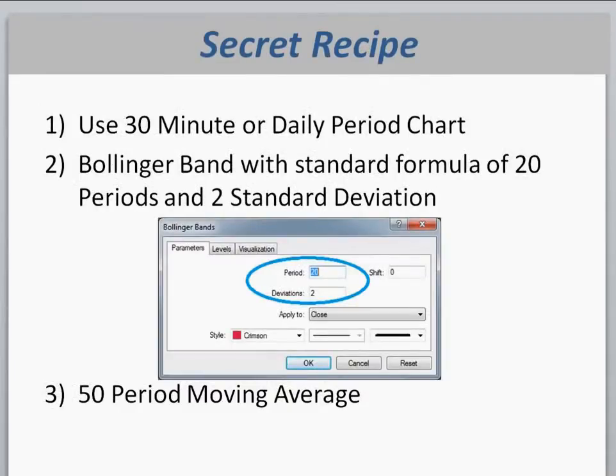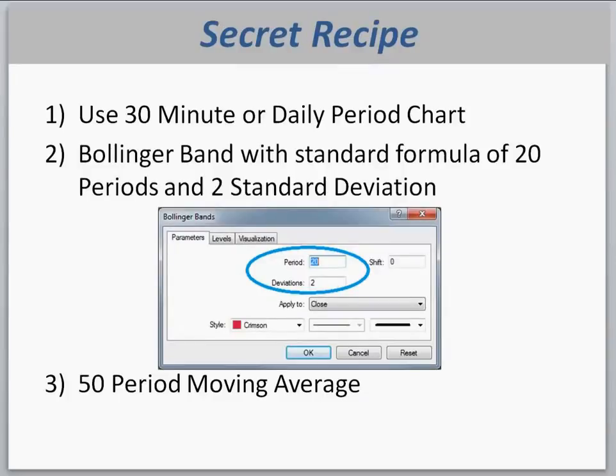Before we get to that, here's a little secret recipe in putting together the strategy. We're going to use a 30-minute or daily period chart. I've found in my own trading that the 30-minute or daily charts work best for the Bollinger Band strategy. I'm not really sure why. I have a couple theories, but I'm not going to get into that. Just in general, the 30-minute and the daily chart work best.